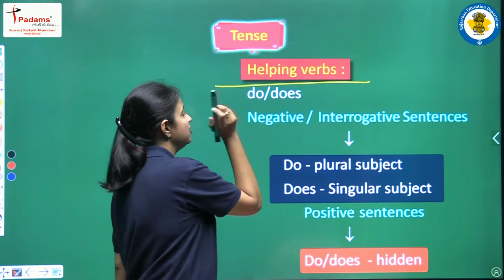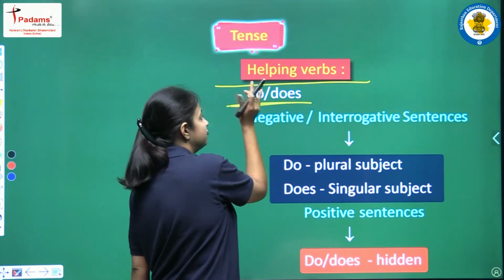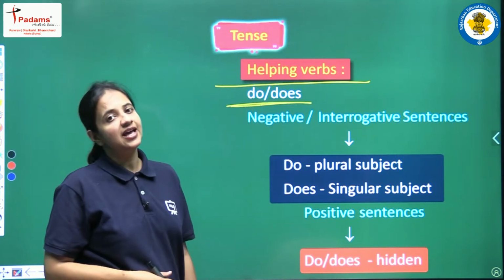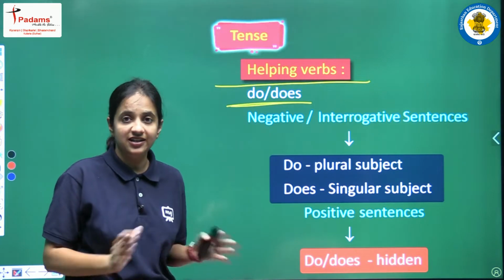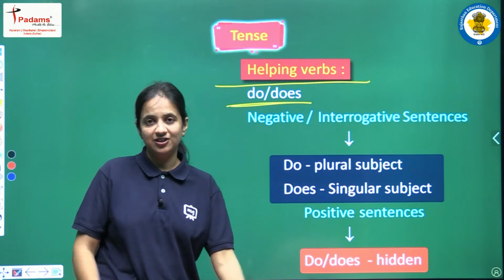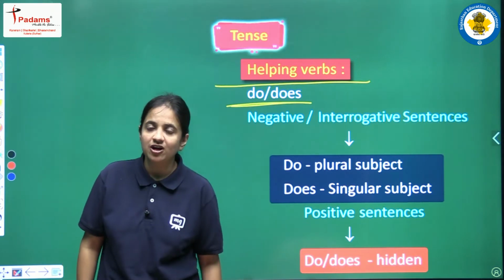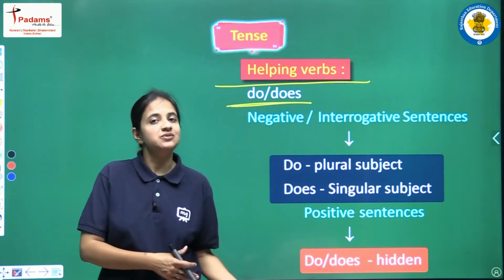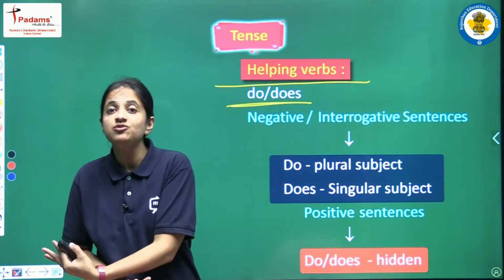So in this tense we have two helping verbs. The first helping verb is do, the second helping verb is does. Clear? So now the question is, why do we have two helping verbs? We have two helping verbs because these two helping verbs are used for different subjects, right?